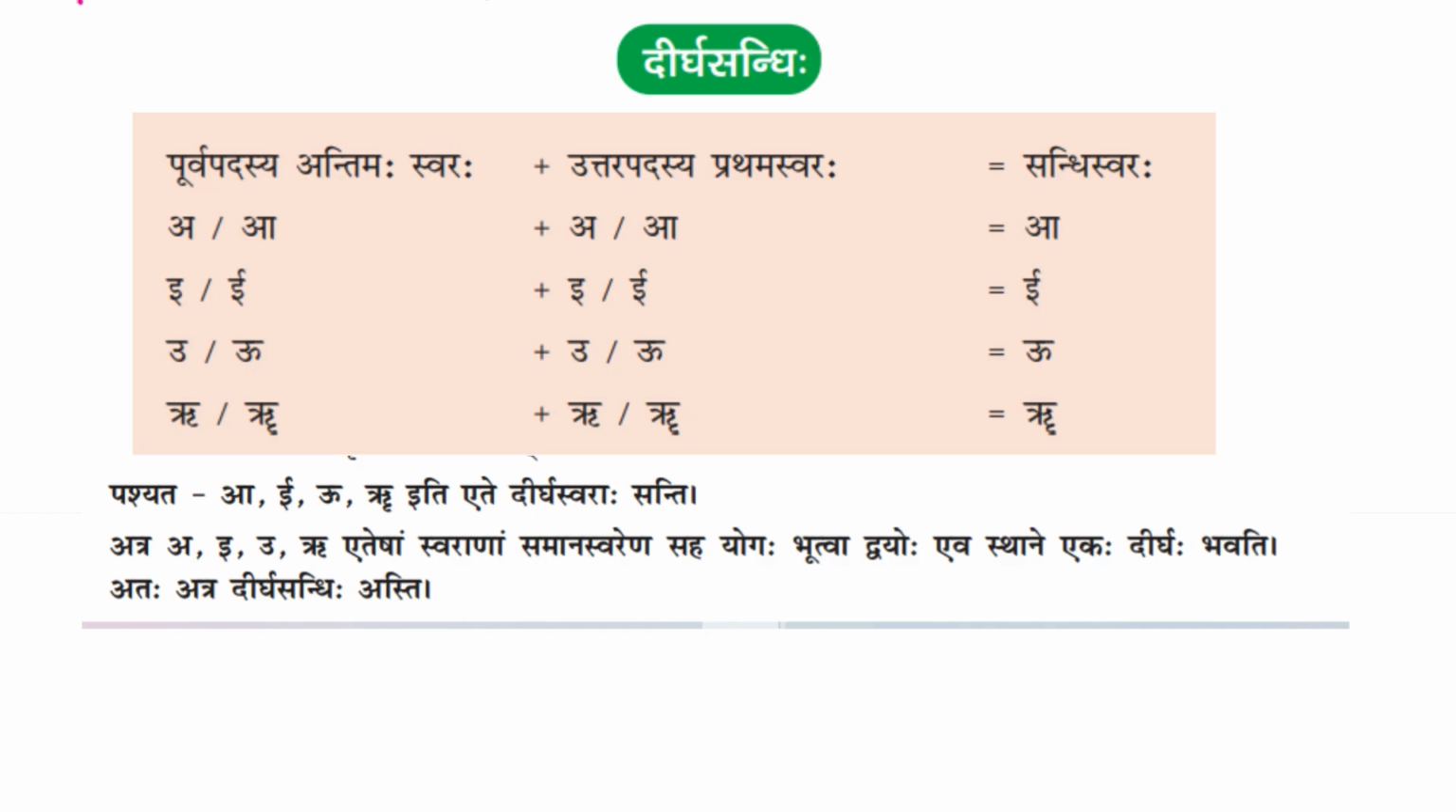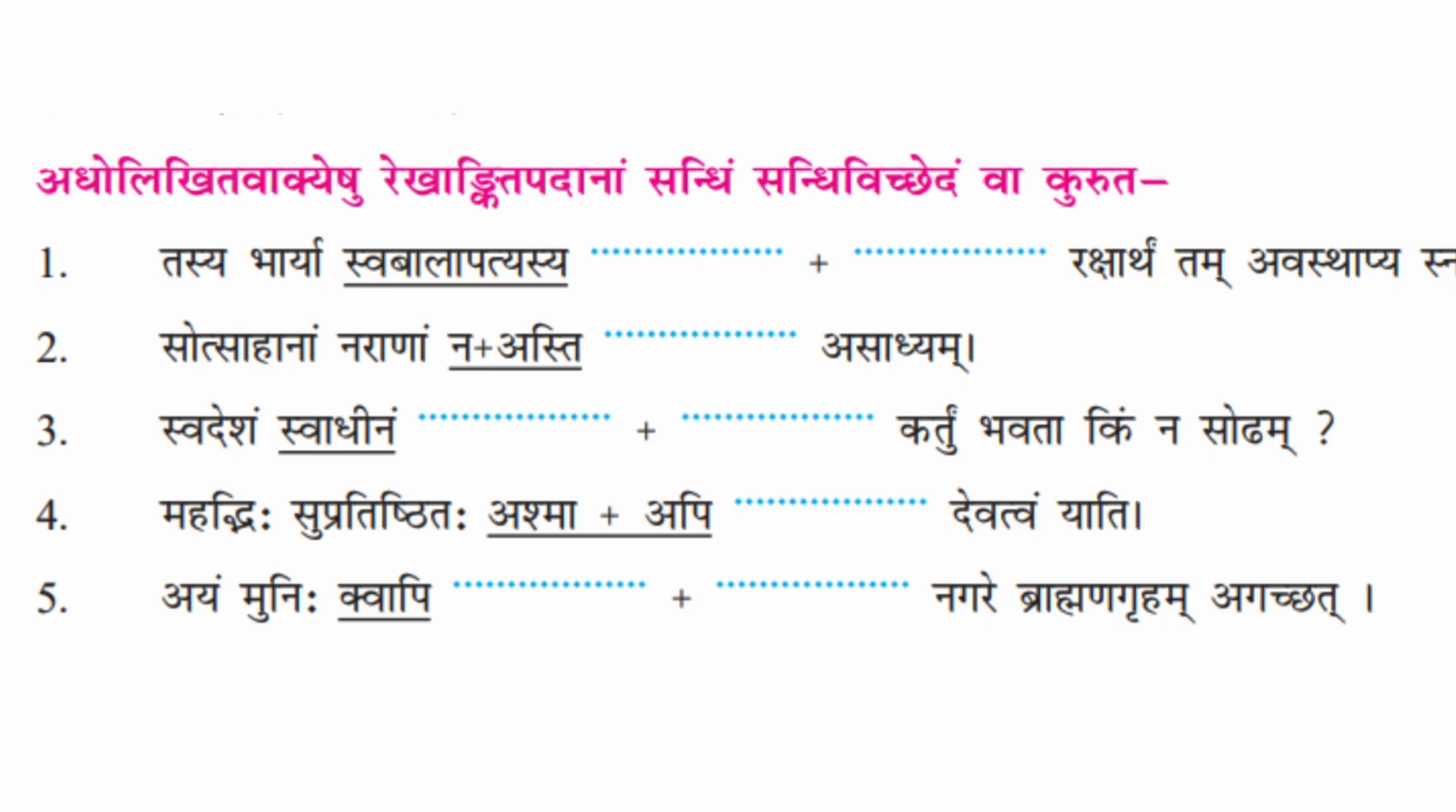Atra A, I, U, R etesham swaranam samanaswarena saha yogaha bhutva dvayoho eva sthani ekaha dirghaha bhavati. That is what is important. Dvayoho eva sthani ekaha dirghaha bhavati. That is, for example, if you take pitru and rinam, R and R, both R is taken out. Instead, we use one R matra. Instead of two, we use only one. Dvayoho eva sthani. In the place of two, we use only one matra. That is the difference. All the sandhis will not have like that. But dirgha sandhi replaces two swaras with one swara.